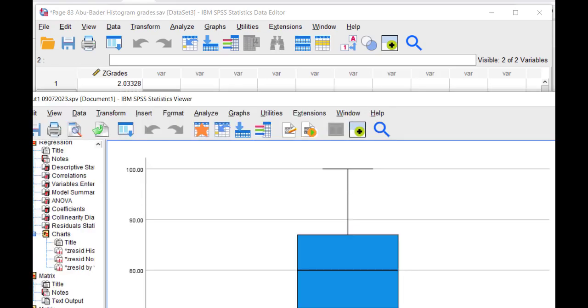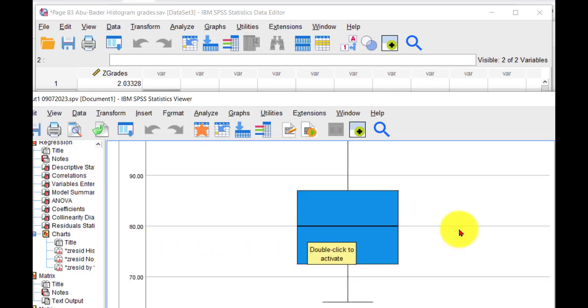So what does this mean? This means that 25% of the students scored between 100 and about, what is that, like 86 or 87. Another 25% scored between 86 or 87 and 80. Another 25% scored between 80 and 72 or something. And the last 25%, the bottom guys, scored less than 72 all the way down to like 65.